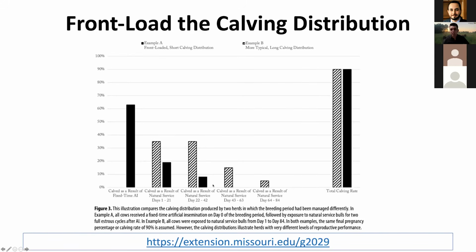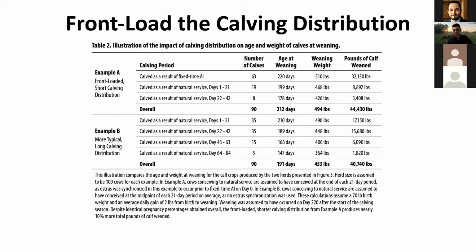That has a really big impact. And I want you to know that when I did this simulation, I tried to stack the deck against the front-loaded short calving distribution because I wanted to be conservative. And I still come up with about a 10% increase in total pounds of calf weaned per cow in that type of model. And this is, I think, using pretty conservative weaning weights as well.